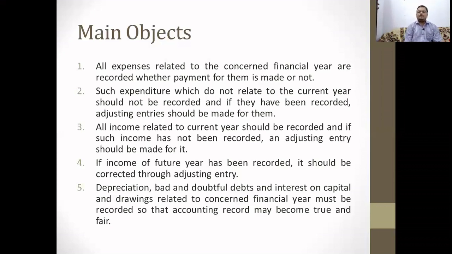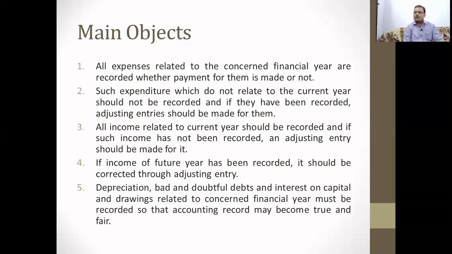You have to show salary in the profit and loss account. First of all, you show some amount of salary, and the prepaid expense has to be deducted from the salary, because this salary is not related to the current financial year, it is related to the next financial year. You have to deduct that salary from total salary as prepaid salary, and the net salary will be shown in the profit and loss account.